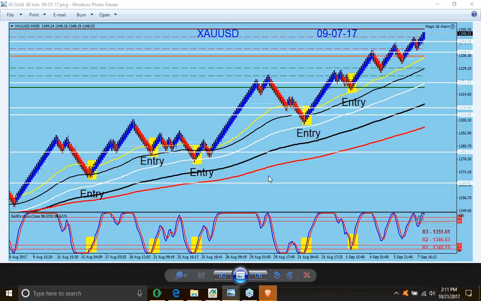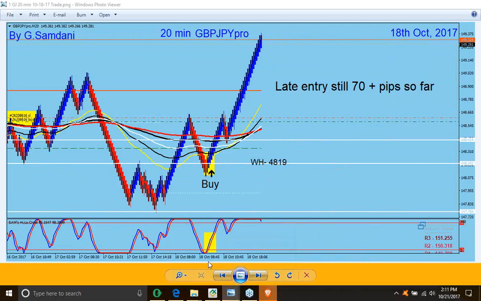So just wanted to show the trades and the analysis. So let's get started. This is, by the way, the gold chart. Beautiful entries all the way going to the upside, but that's not the issue topic today.